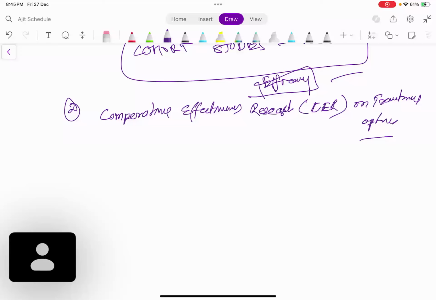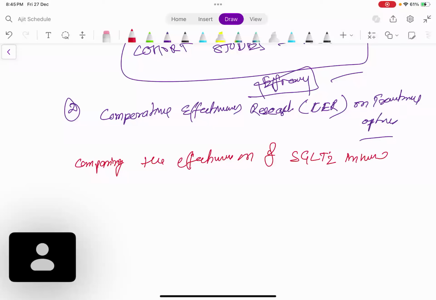Suppose someone asks, can we do it on two drugs? Yes, CER studies can be done. This is an example of DUE. See, guys, focus here. Let's take the diabetes example: you are comparing the effectiveness of SGLT2 inhibitors versus GLP-1 receptor antagonist.